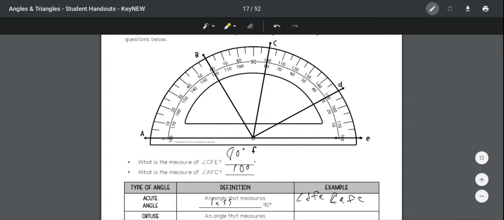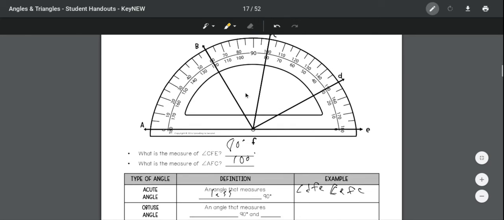And let's see here. What else do we got? We got BFC. So when you're looking at BFC, in order to know how big that angle is, since it's not on the baselines, you take the measurement where the B is, which is 60 degrees on top, and this says 100, and you just subtract them. So this one would be 40 degrees, or you can use the bottom ones. So that would be another acute angle.